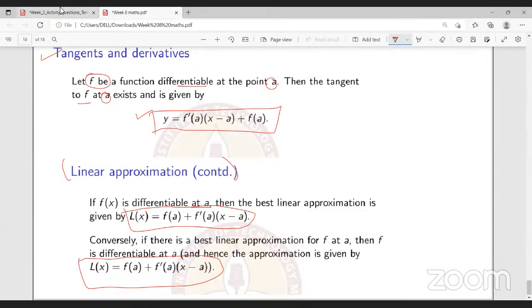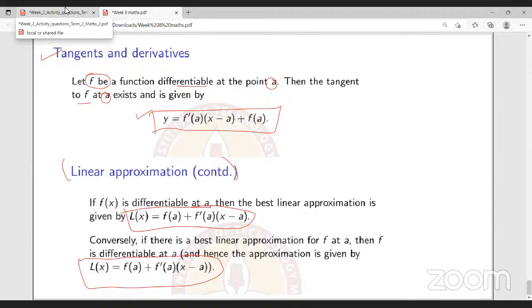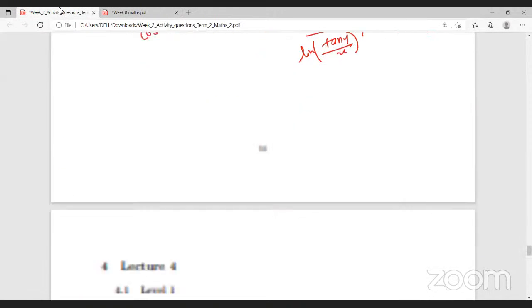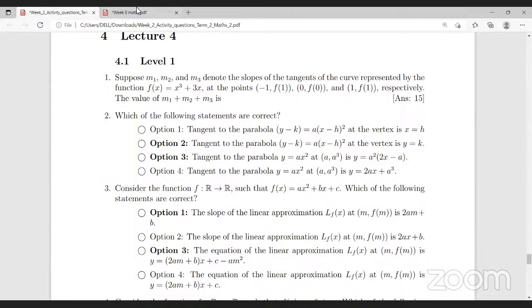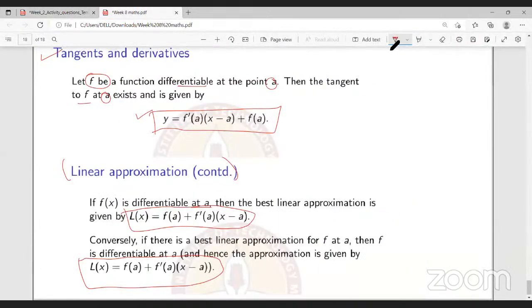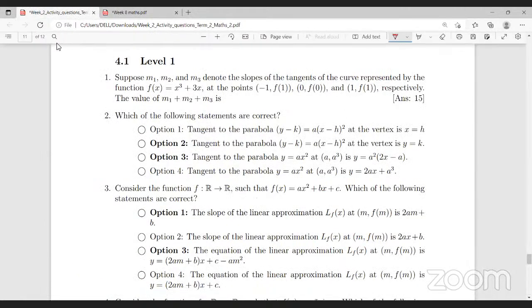Sir, can you elaborate a little bit on linear approximation? I have gone through the lecture, but I didn't understand exactly what it is meant for. How can we apply this in questions? Suppose you have to find the value of any function. There can be any complex function, so you can use this linear approximation. You will get the approximate value of that particular function by using this. Is there any example in an activity question?